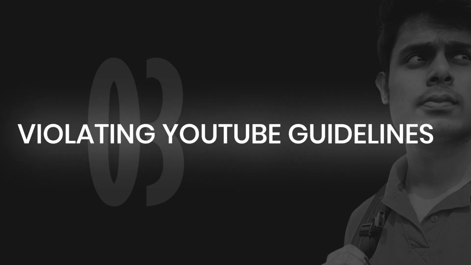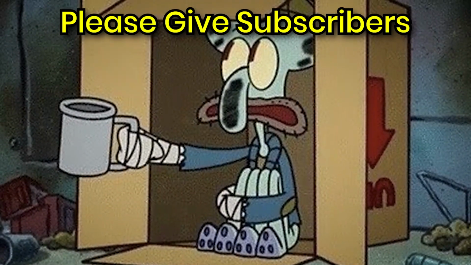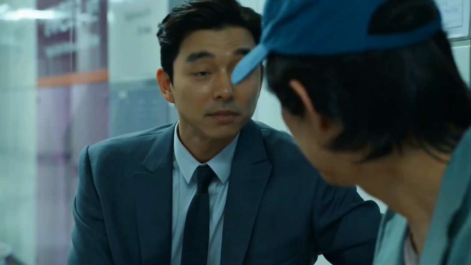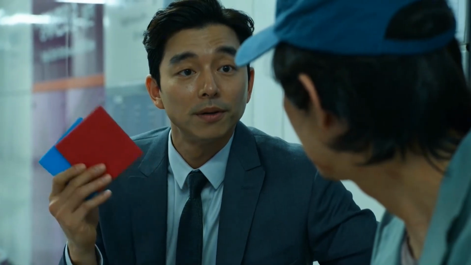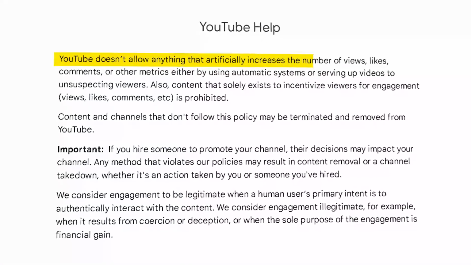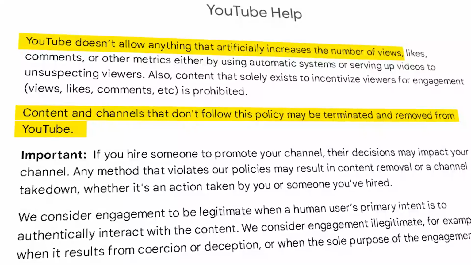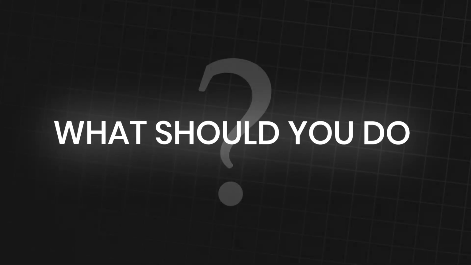Reason number 3. You are violating YouTube community guidelines. I know it can be tempting, but if you are participating in practices like asking for subscribers or buying views from shady websites or encouraging viewers to buy views, then my friend, you are violating YouTube community guidelines and you can get shadow banned. So what should you do now?